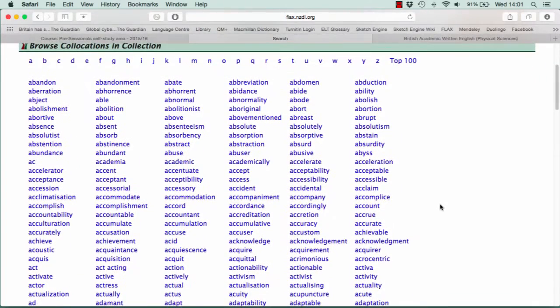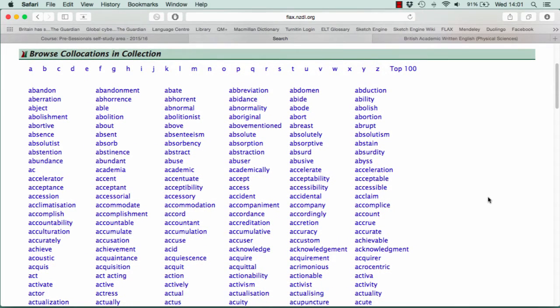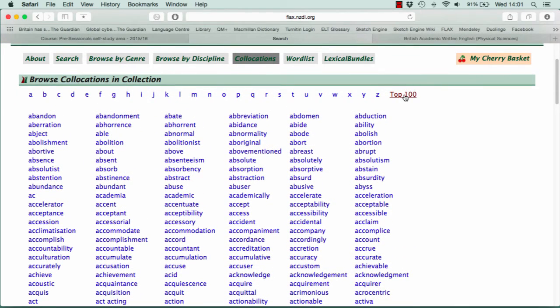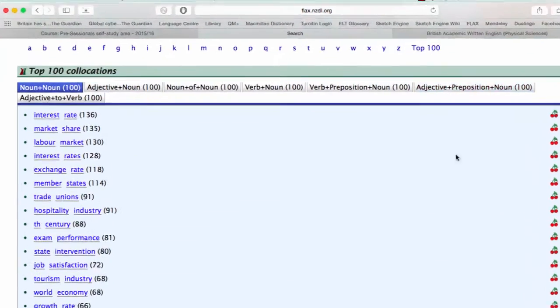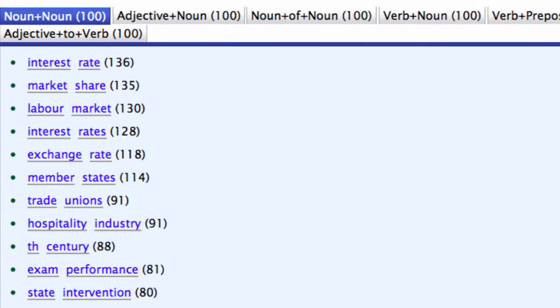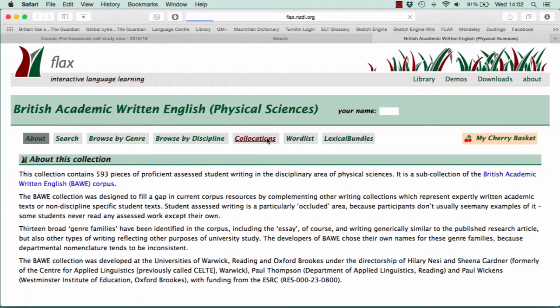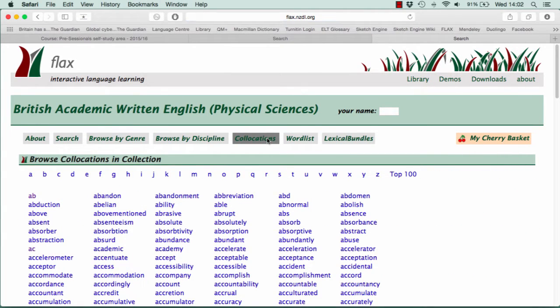The collocations section lists all of the main words that are being used in this text, and by selecting any one of those you can look at the phrases and the collocations in which it appears. One of the first things you might like to look at though is this top 100, and what this gives us are the 100 most frequent noun plus noun collocations that occur in this social sciences collection. You may be interested, of course, to compare it to collocations that appear in a physical sciences collection.